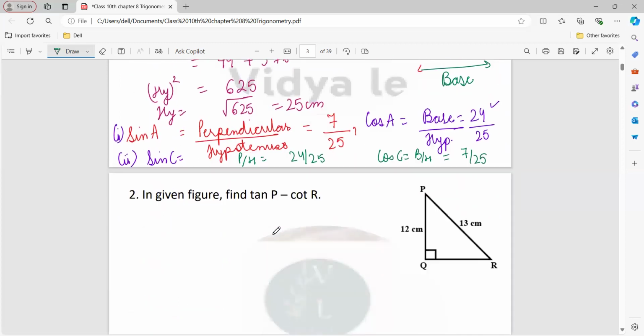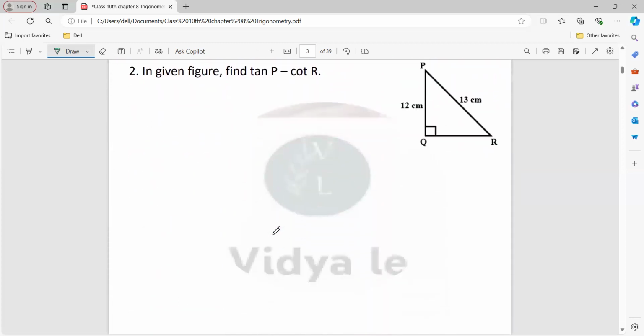Wonderful. Now let's start question number 2. In question number 2, we have the given figure. We need to find tan P minus cot R. So let's start. Before we find tan P and cot R, we can see we don't have the value of the base. So let's find the value of the base by using the Pythagoras theorem again.